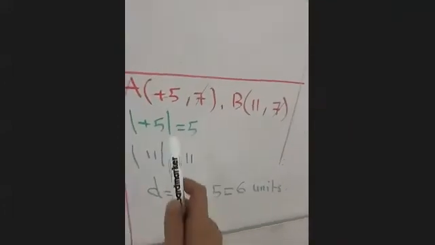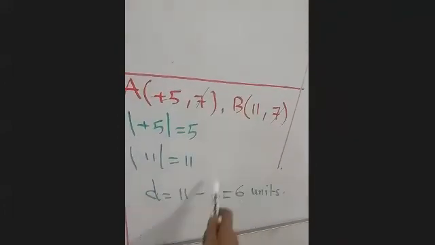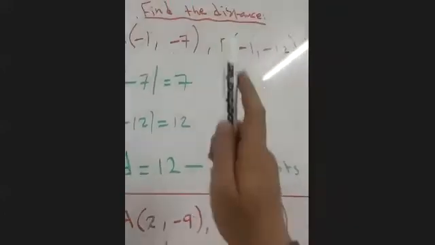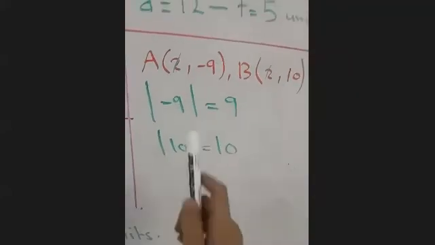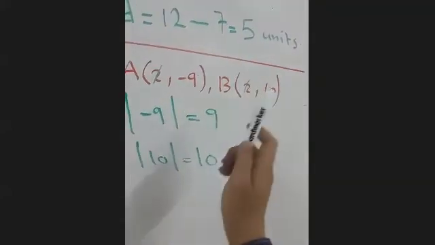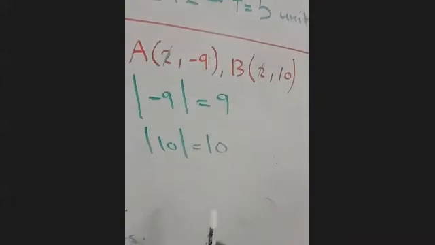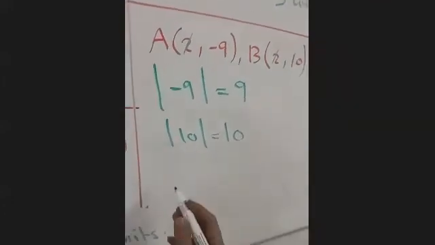Here we have similar signs. This is positive and positive. We subtract. Here we have similar signs, negative and negative. We subtract. Here we have different signs, negative and positive. We add the answers of the absolute value.